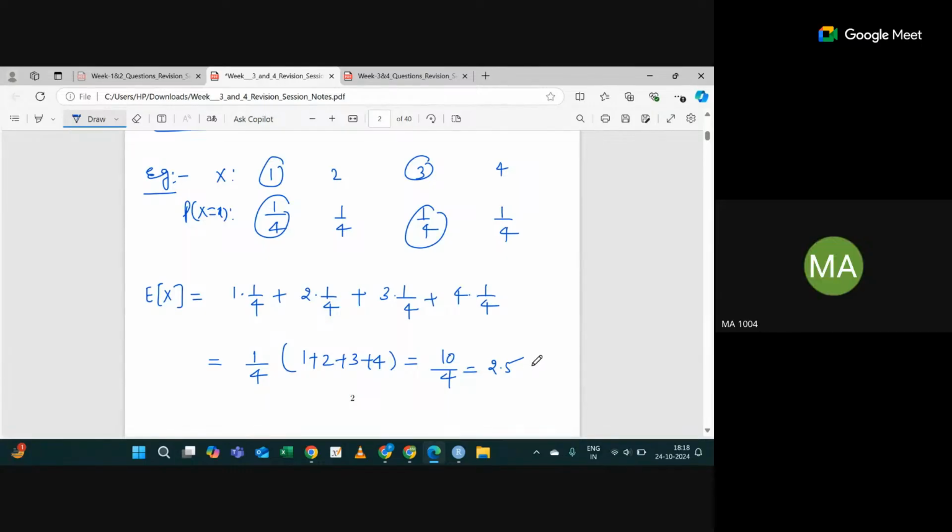Correct. So if you are going to perform an experiment, let's say you are going to throw a die a long number of times, let's say 500 or 1000 throws. The average of the results of all the throws will be close to your expectation. Most likely, yes, close to 2.5. Correct. So that is the meaning. It doesn't mean it will give you the exact value.